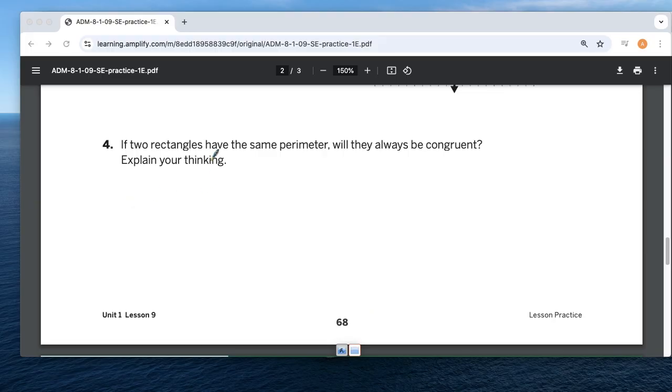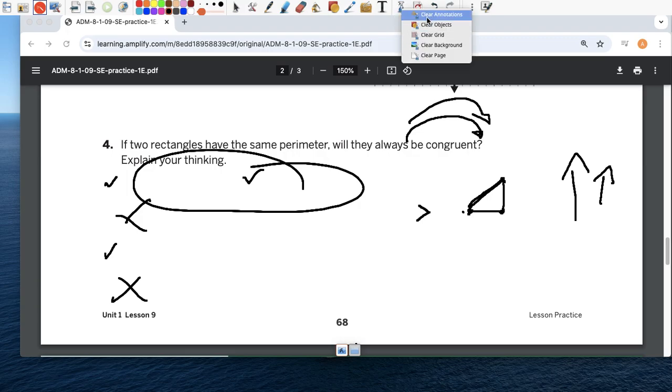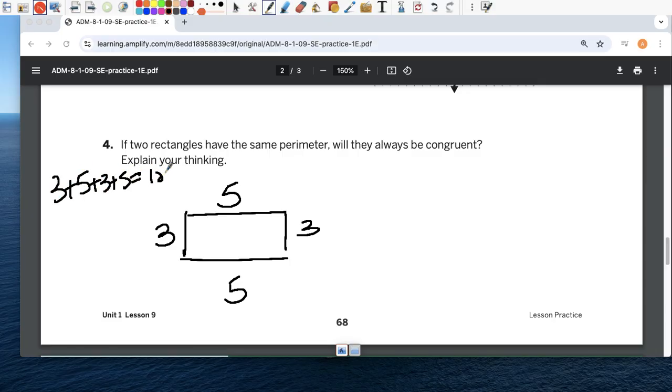If two rectangles have the same perimeter, will they always be congruent? All right, so let's pick one. Let's pick something easy. Let's make this 3. Let's make this 5. Let's make obviously this 5 and this 3. So what's the perimeter? Well, the perimeter is the distance around this shape. So 3 plus 5 plus 3 plus 5 equals 16. Let's pick another rectangle that has a total of 16. Let's see, 5 and 5. No, this is 20. Sorry.